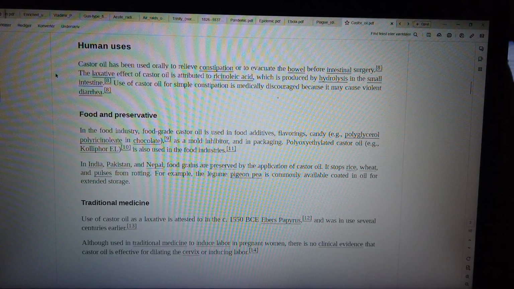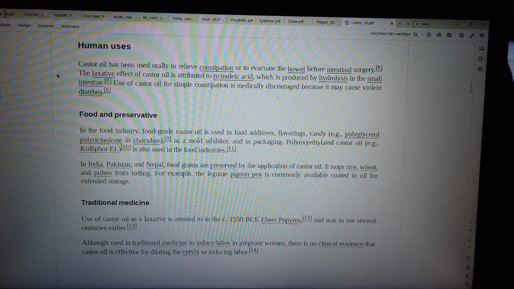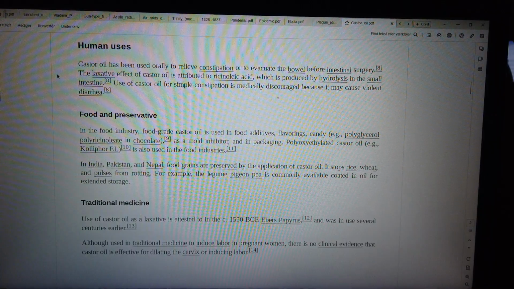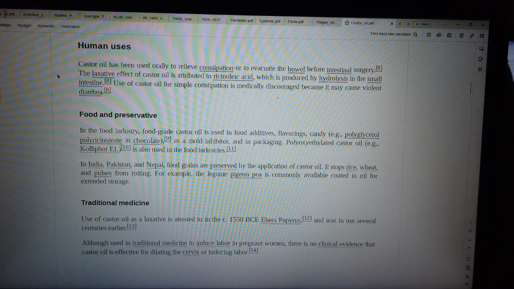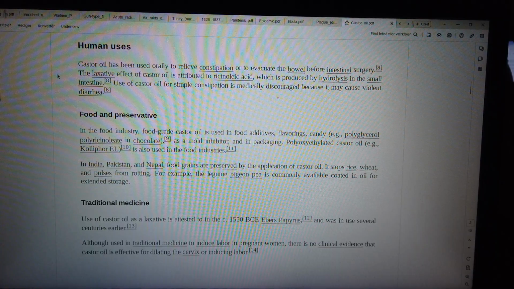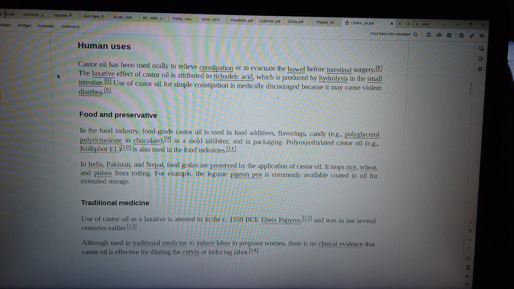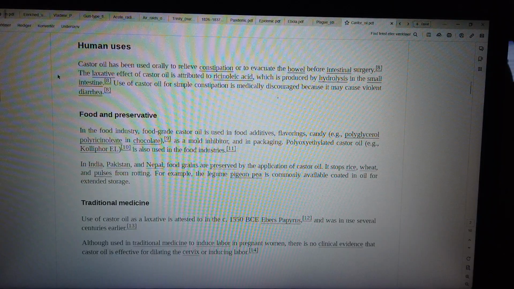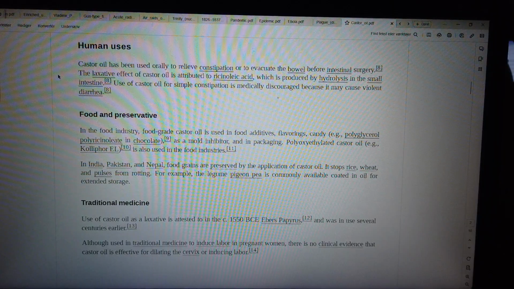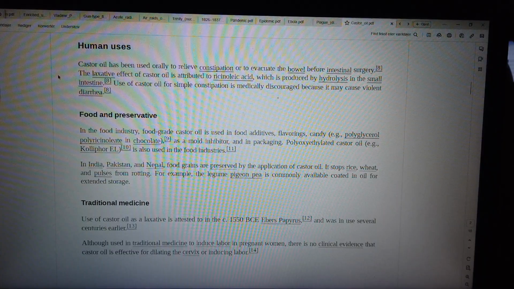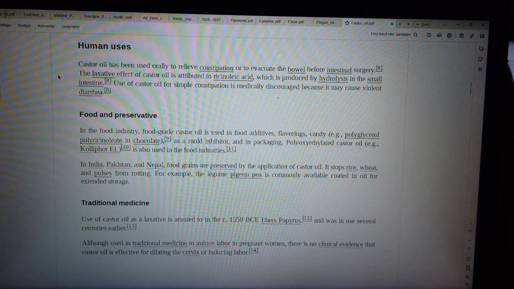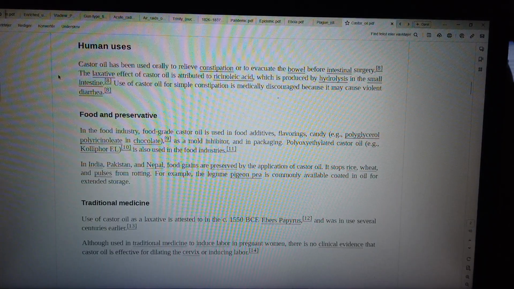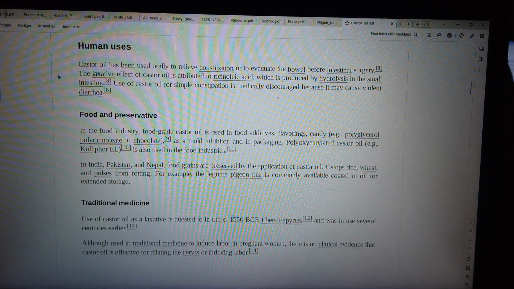The laxative effect of castor oil is attributed to ricinoleic acid, which is produced by hydrolysis in the small intestine. Use of castor oil for simple constipation is medically discouraged because it may cause violent diarrhea. Food and preservative. In the food industry, food-grade castor oil is used in food additives, flavorings, candy, for example polyglycerol polyricinoleate in chocolate, as a mold inhibitor, and in packaging.